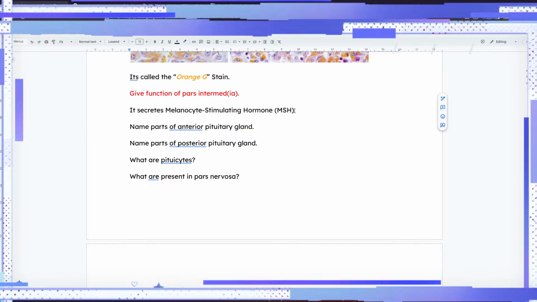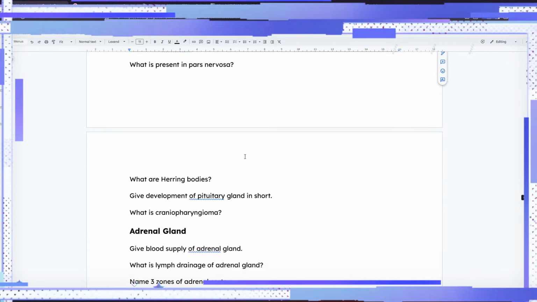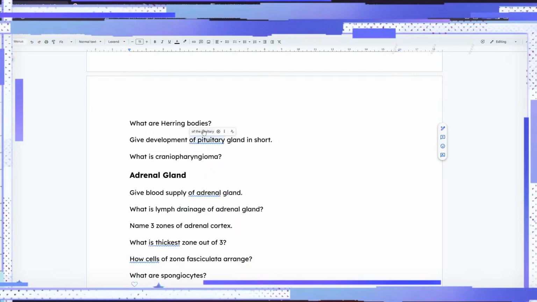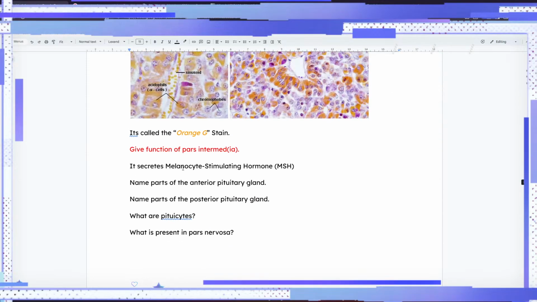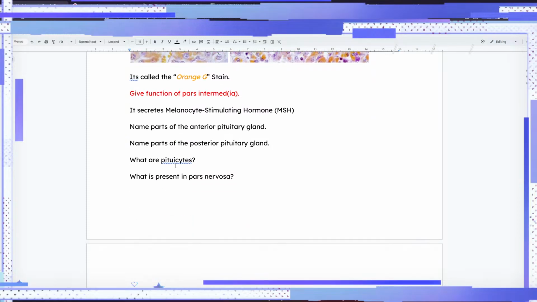What's next? Name parts of the anterior pituitary and name parts of the posterior pituitary. What are pituicytes? What is present in pars nervosa? What are Herring bodies? Okay, fair enough. Simple questions, nothing too complicated. I think we're good. So, pars distalis, pars tuberalis, pars intermedia.